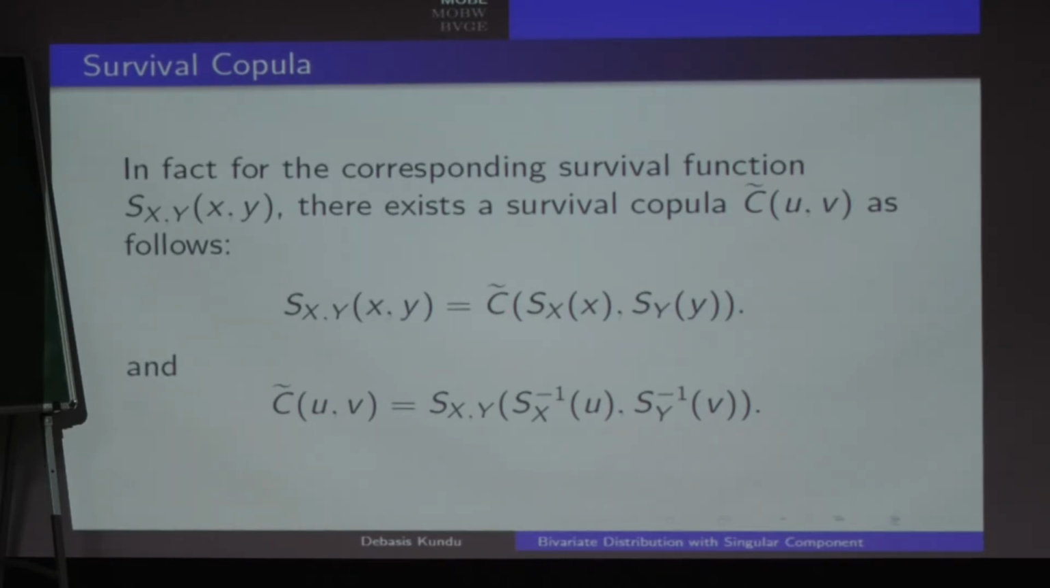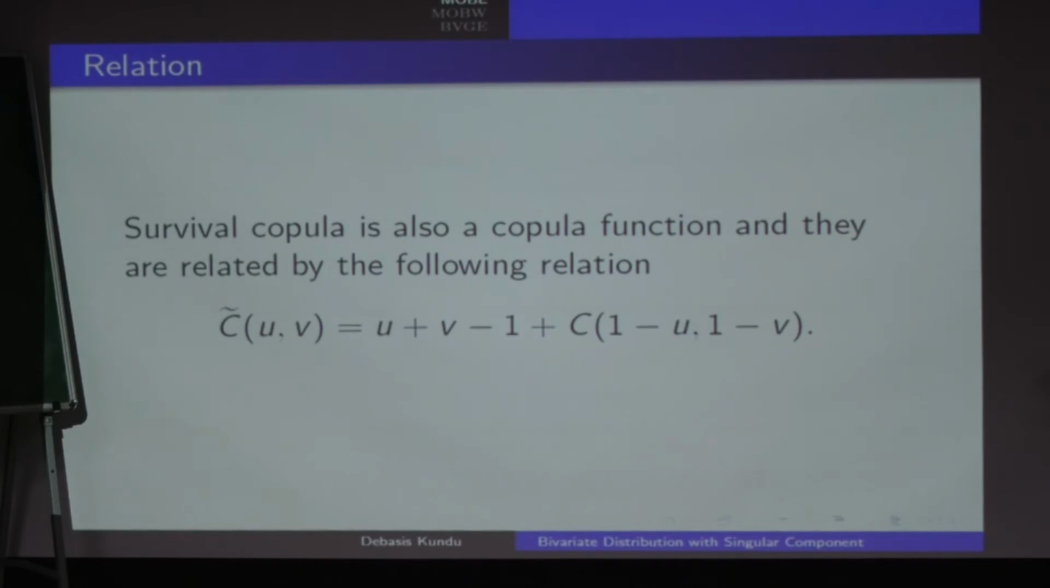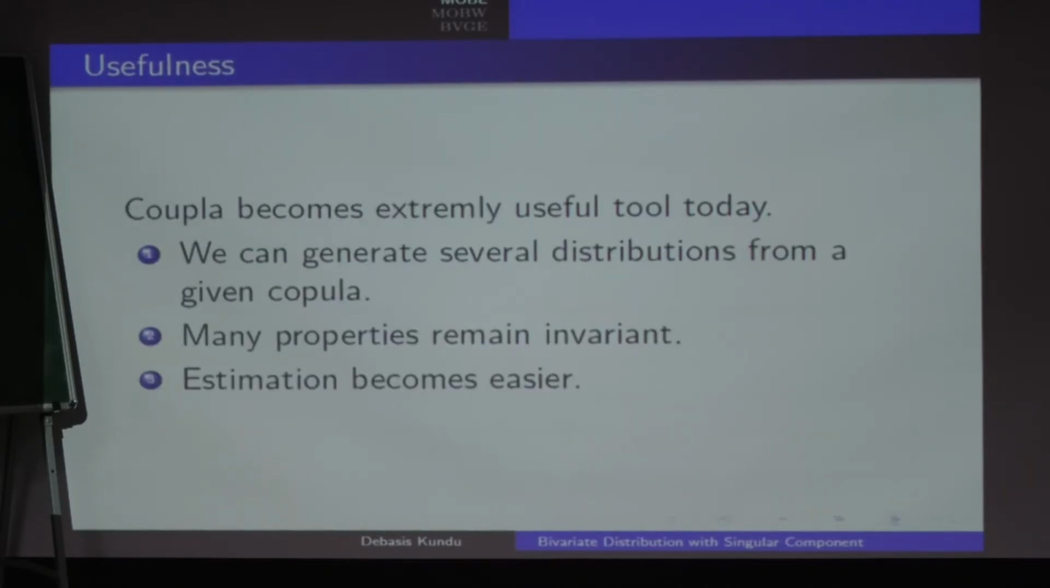Okay, so it doesn't really matter whether you are working with capital F or capital S, you can get the survival copula, and of course you have a nice relation between C and C tilde also. Both are copulas, and they have these nice relations between the survival and this one. Yeah, so copula has become an extremely popular, useful tool today, particularly in high dimensional data and things like that. People are using it extensively.